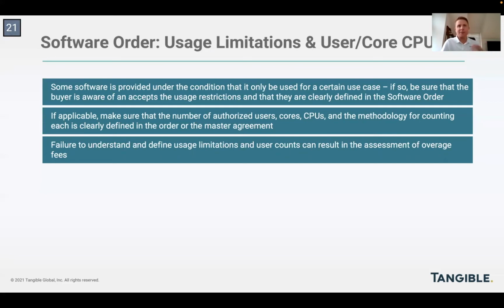Sometimes software is provided to a buyer under the condition that it's only used for a certain use case. For instance, this software can only be used for a buyer's North American operations. And if the buyer wanted to use the software to support their global operations, that would be a different licensing. So that's a simple example of a use case limitation.